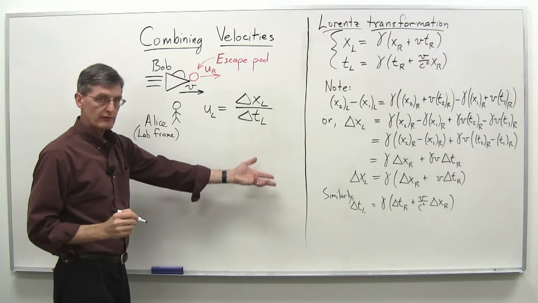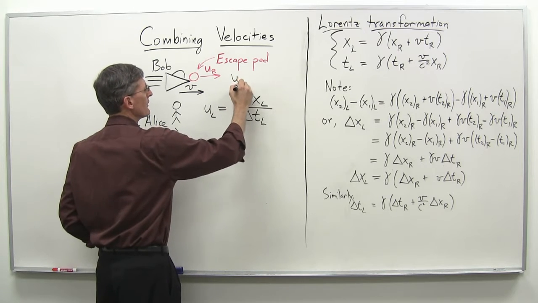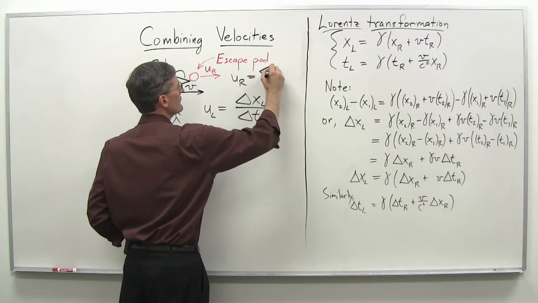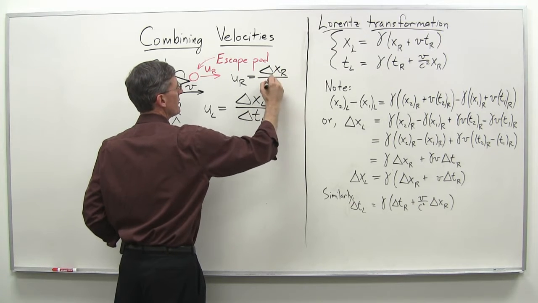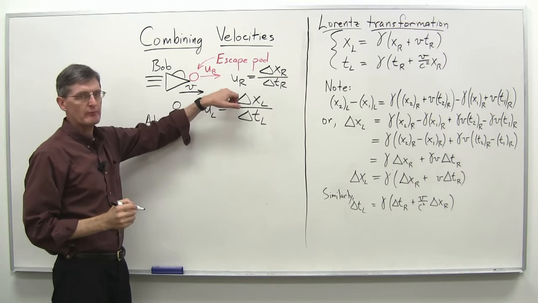Lorentz transformation. Okay? And we know u sub r up here, for Bob's frame, u sub r equals delta x sub r over delta t sub r. And that's given to us. Bob measures that for us.